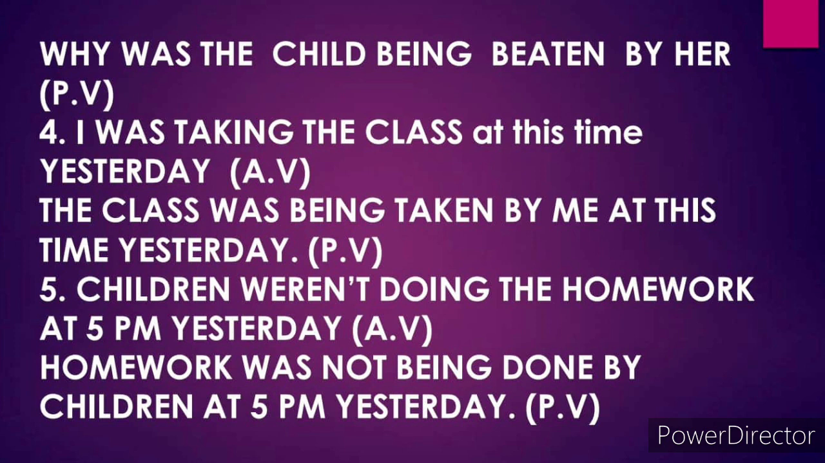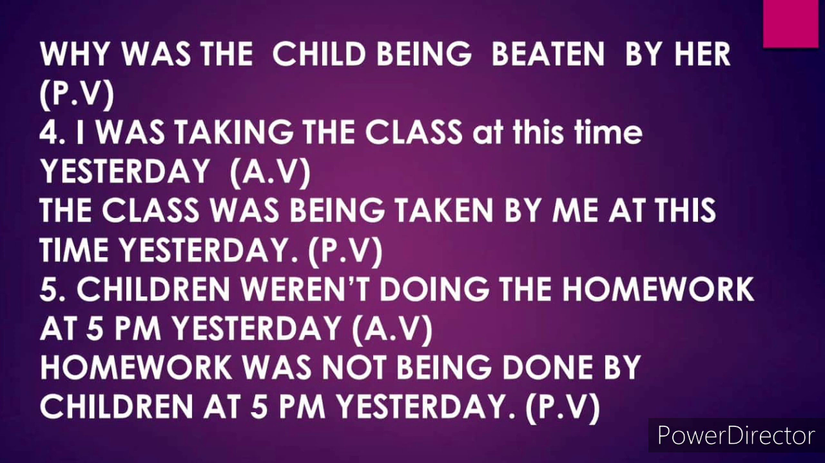I was taking the class at this time yesterday. It's an active voice. Here, I is the subject, was taking is the v1 plus ing form, the class is the object. Object will become subject. The class was being taken by me at this time yesterday. It's a passive voice. The class is the object. Here the subject, was being, taken is the v3 form, by is the preposition, me is the I will become me. At this time yesterday stays as it is, we will write it as it is.